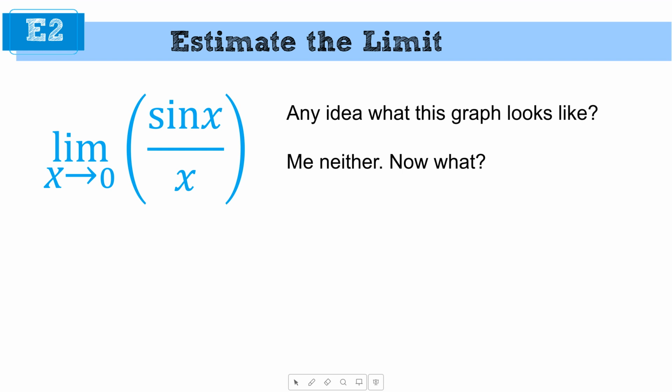Pregunta. Didn't I do this last year? It's a good one. I did this last year with us. That function or limit. This one. It's a pretty common example. In fact, there's a theorem based around it.